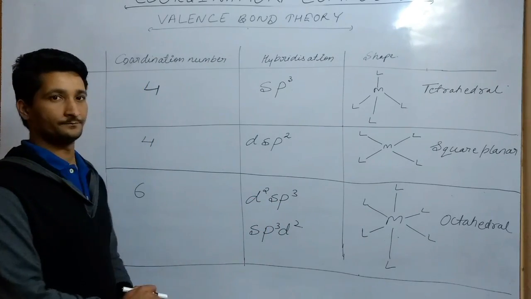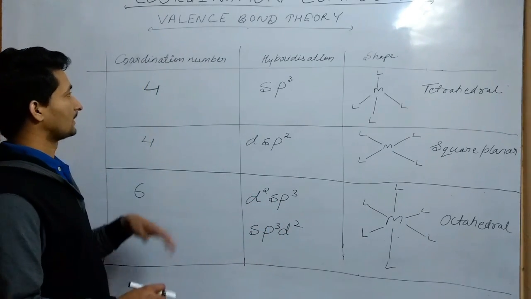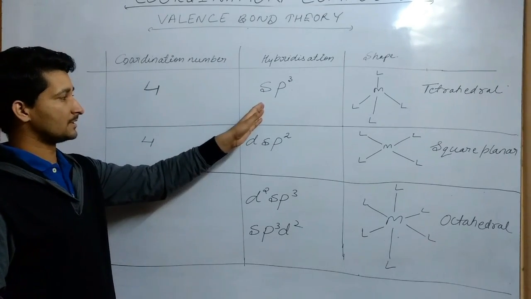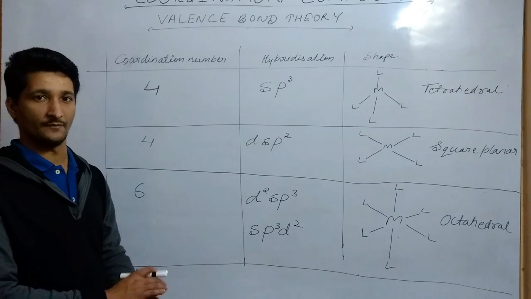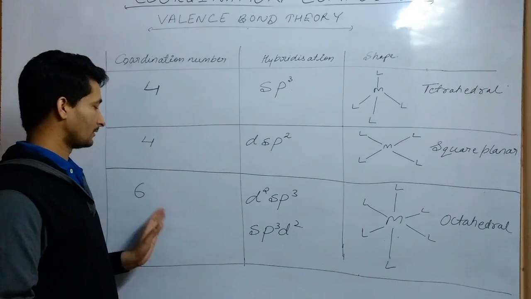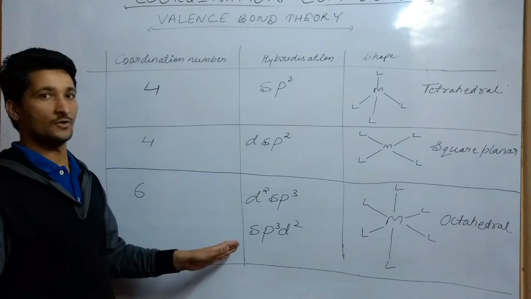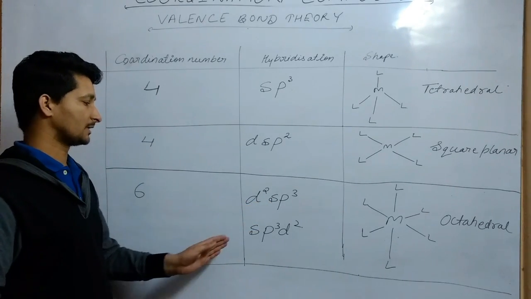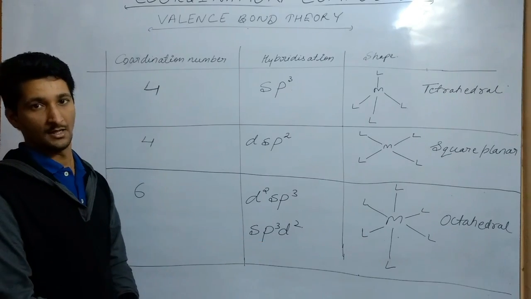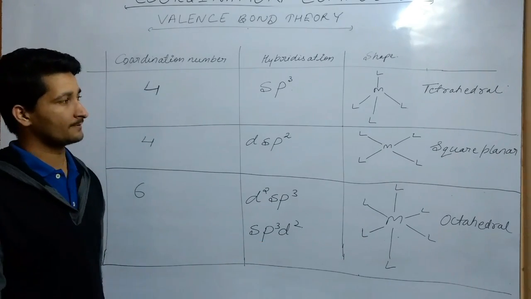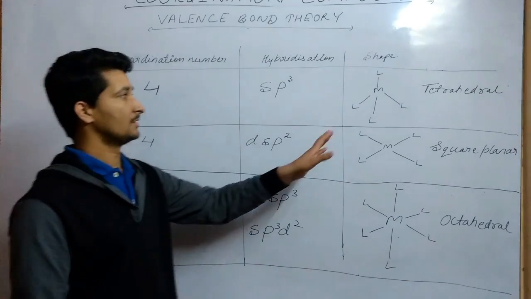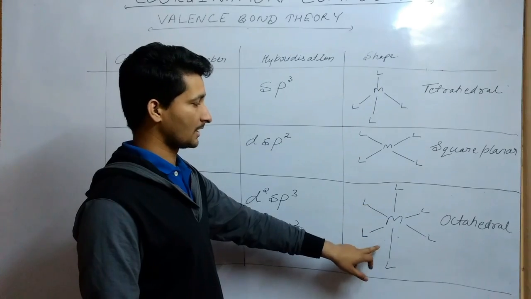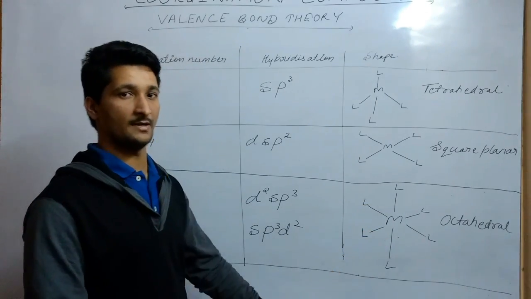Now we have to find under what circumstances, for coordination number 4, sp3 or dsp2 hybridization will take place, and for coordination number 6, under what condition d2sp3 hybridization will take place and under what condition sp3d2 hybridization will take place. But before moving further, please note down the shapes: tetrahedral, square planar, octahedral, because these are very important.